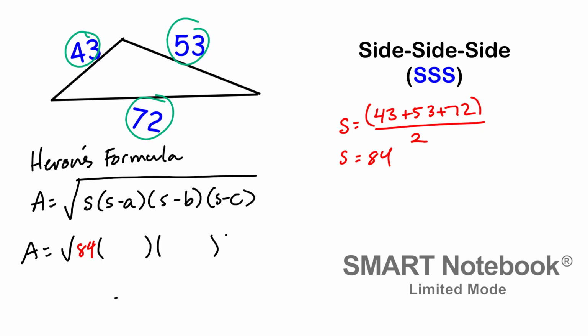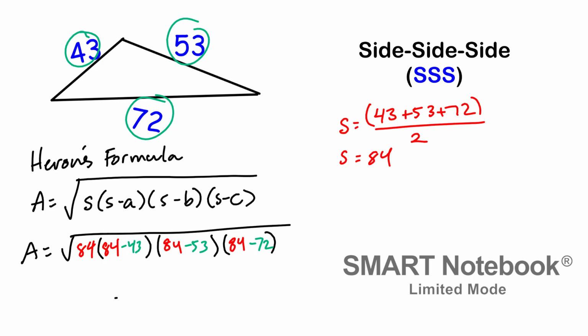I'll go ahead and write in my parentheses here so I don't forget them. 84 minus S, I'll call S the first side I see, 43. And then we have 84 minus the next side I see, 53. And then again S, 84, minus the last side that I see, 72. Now, nice thing is, all numbers, right? Once we see all numbers, we can plug this in directly into the calculator. So let's go ahead and do that.